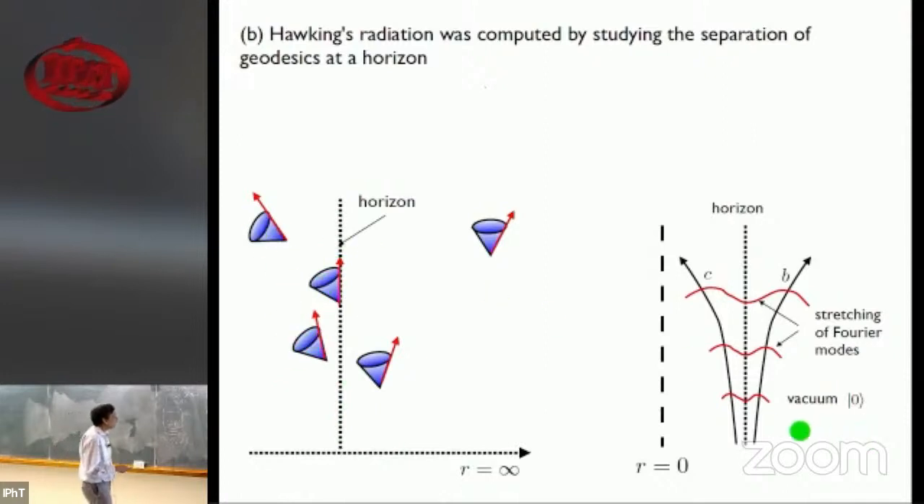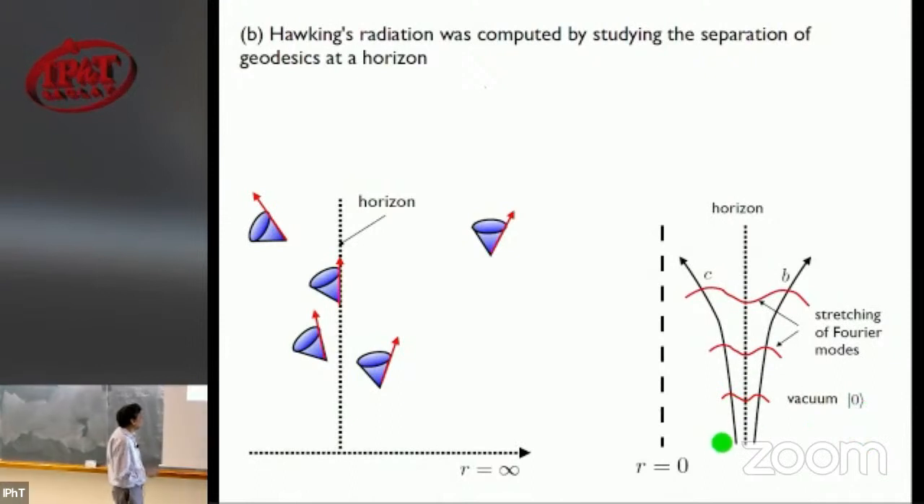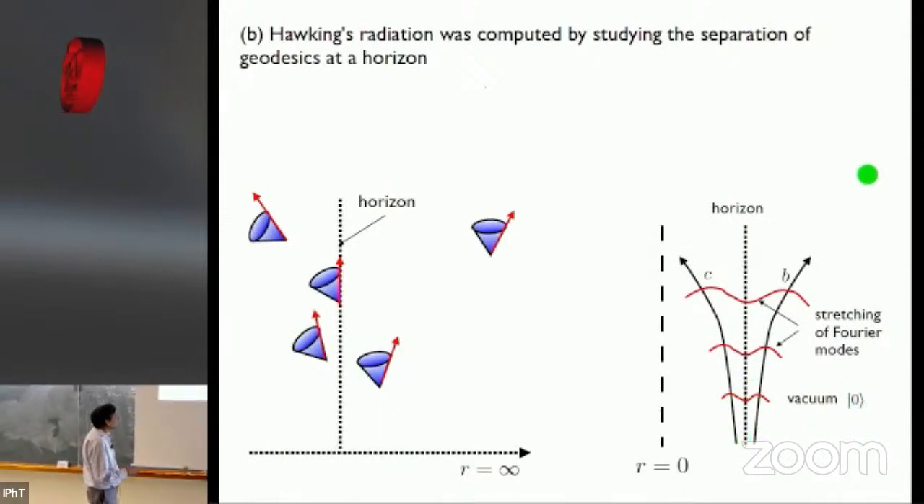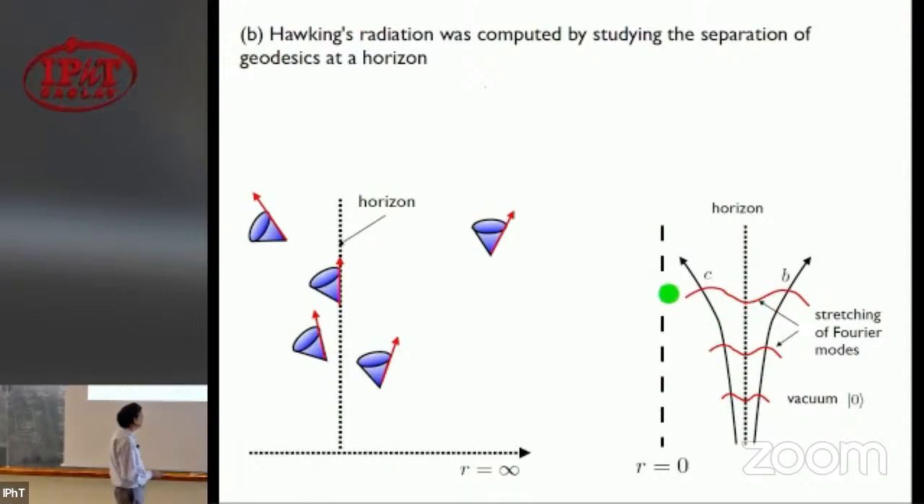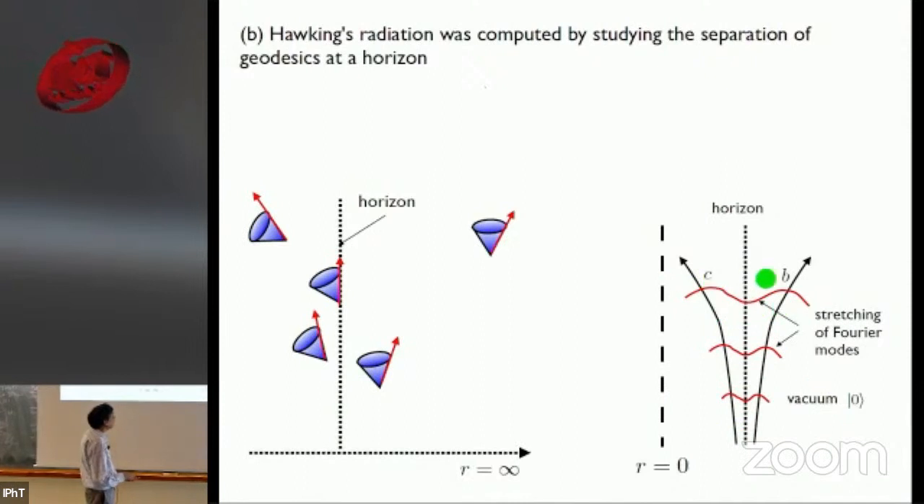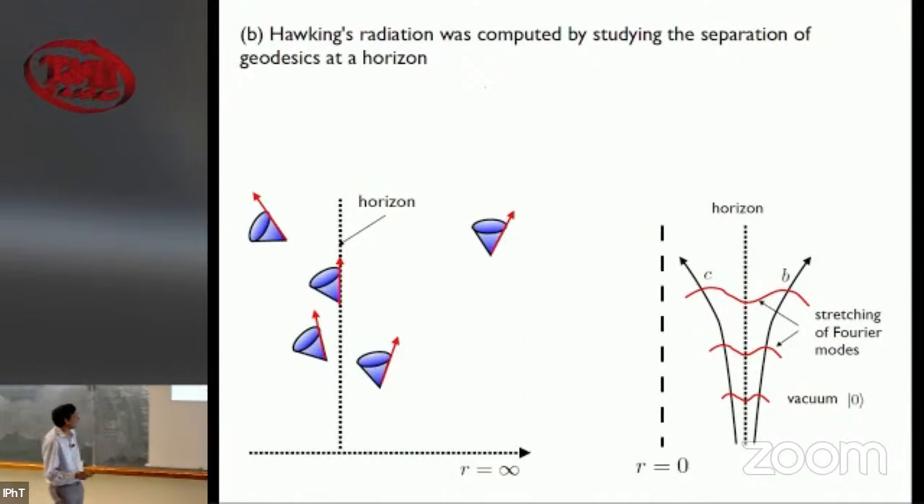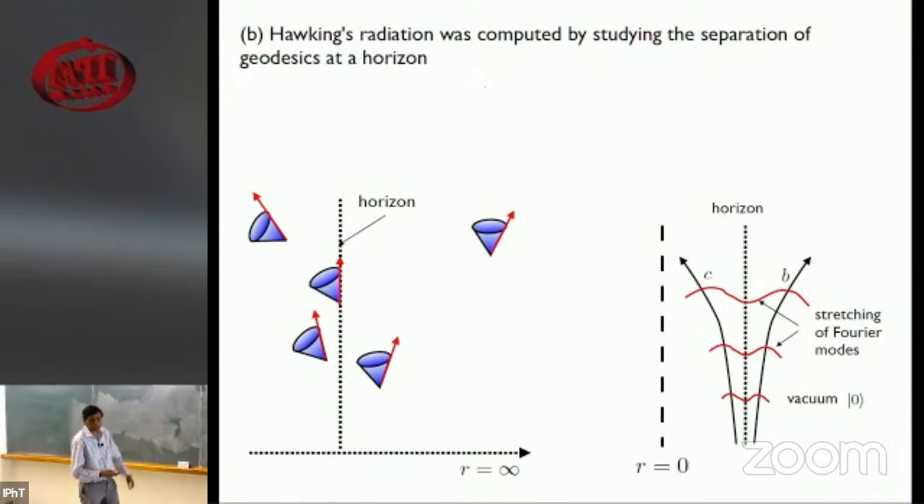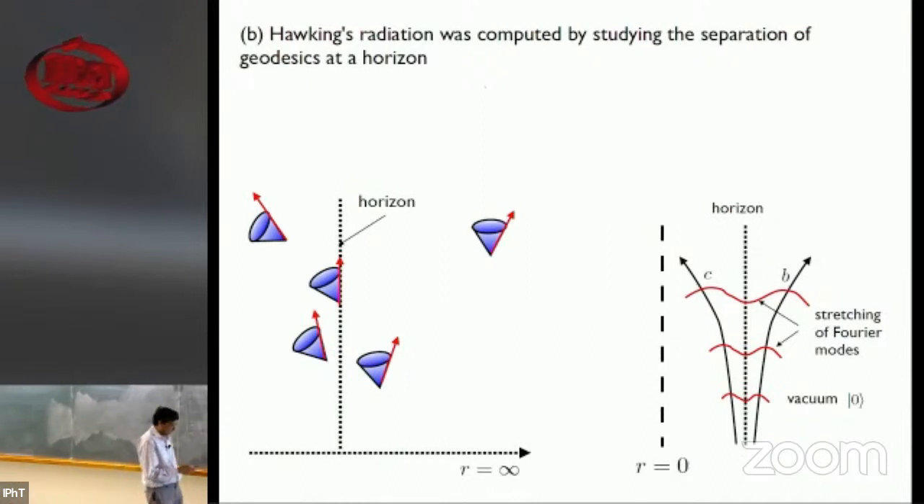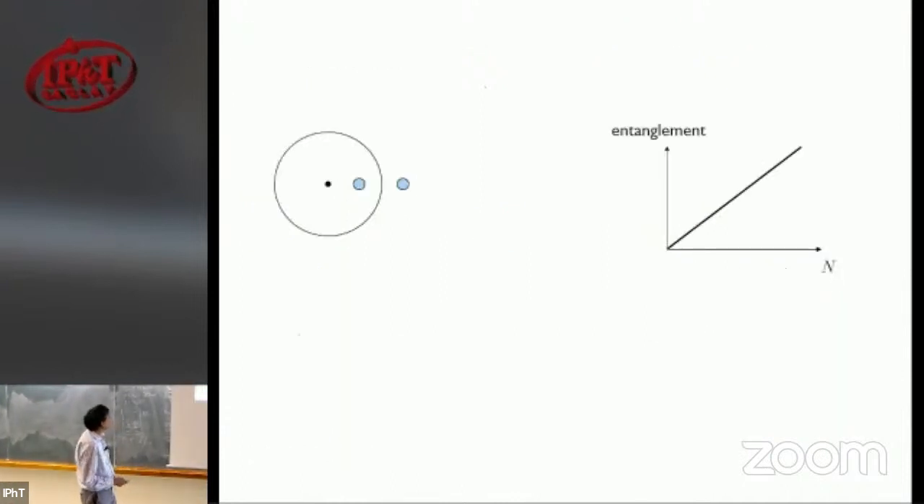So if you look at light rays, the outgoing ones outside ultimately peel off and go over there, while the ones inside ultimately peel off from the horizon and fall inside. And that's what causes Fourier modes at the horizon to stretch. And that stretching, as we well know, takes the vacuum state here to something which is populated by pairs of particles when you stretch the mode. So that's the standard calculation of Hawking, and that's where the Hawking radiation comes from. So you can see that he clearly uses the horizon for this. So it might seem that you need the horizon to get the behavior of Hawking radiation.